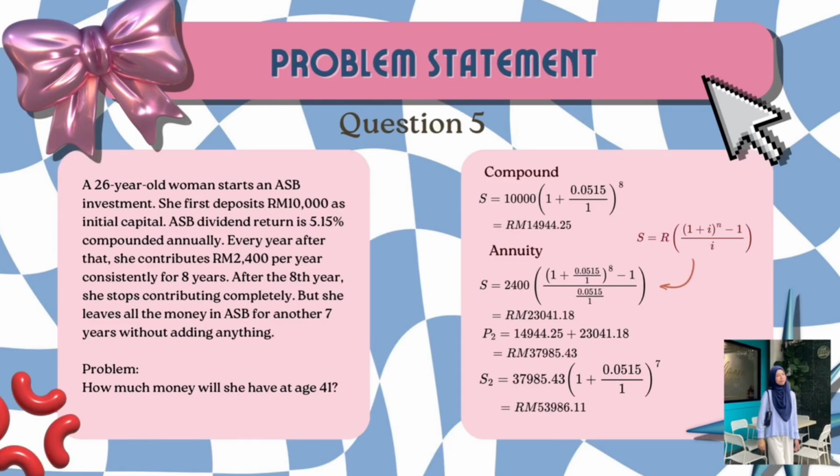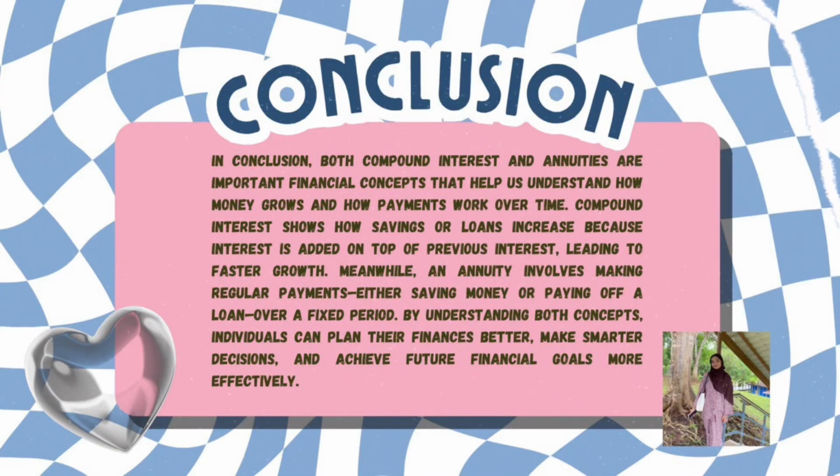Lastly, we calculate the amount grown for another 7 years with no additional contribution using the compound formula again, S equal to 37,985.43, which is P, open bracket 1 plus 0.0515 over 1 close bracket to the power of 7. And the answer we get is 53,986.11 ringgit. Alright, done.